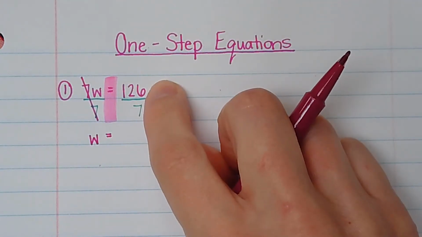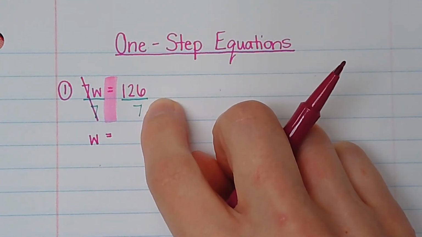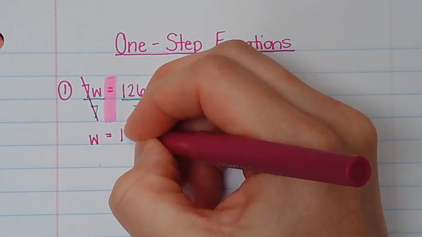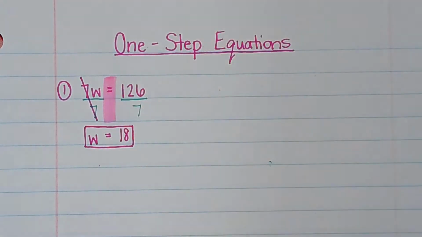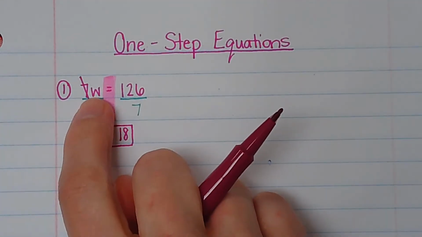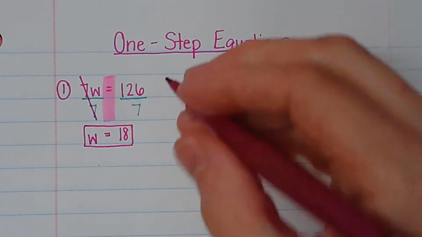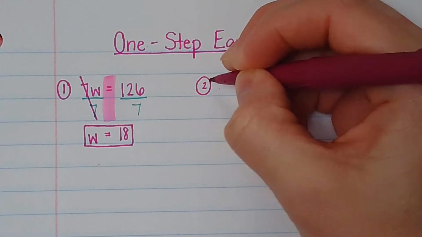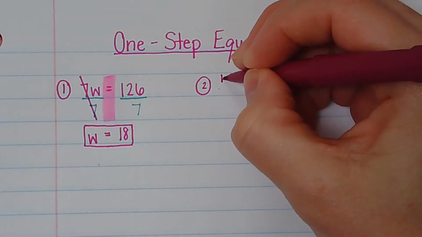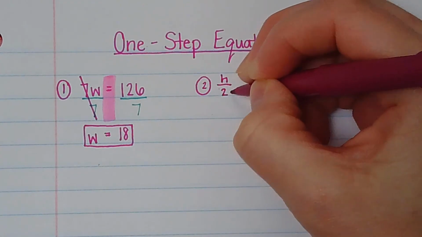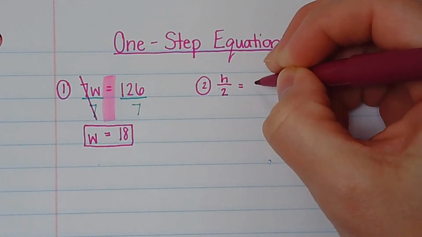And then you do 126 divided by 7, and I promise you it comes out to be 18. So once again, you're just doing the opposite of what they want you to do. They wanted me to multiply, well, I'm actually going to divide, okay? Next one, what if I have H over 2 equals 15?